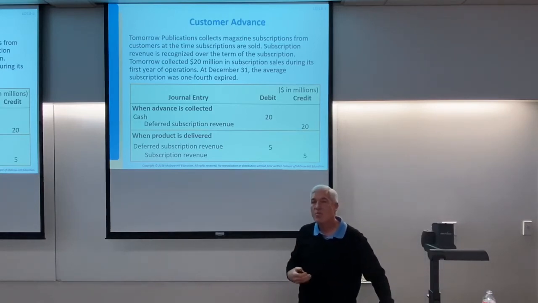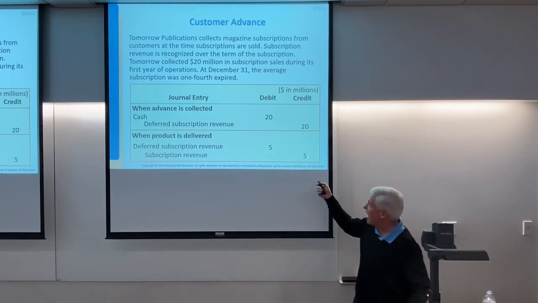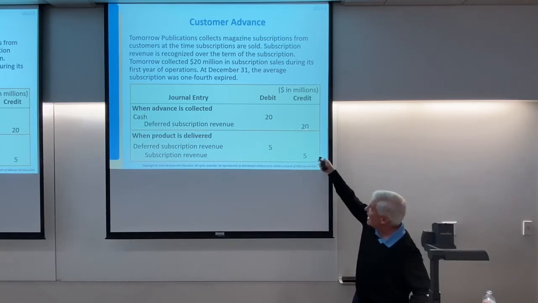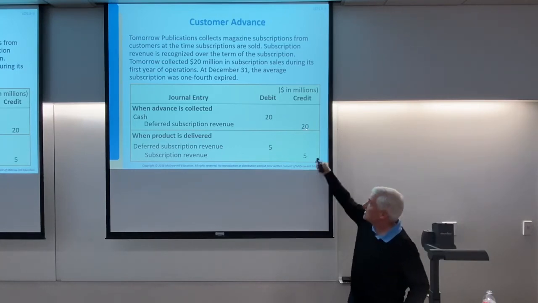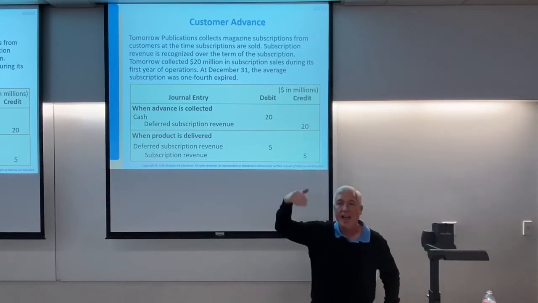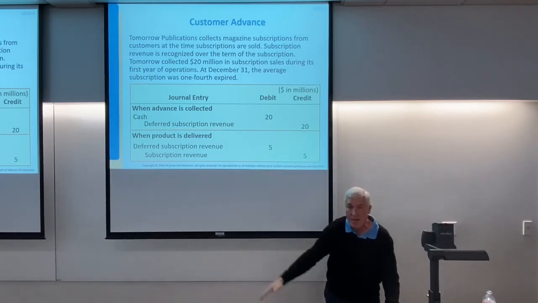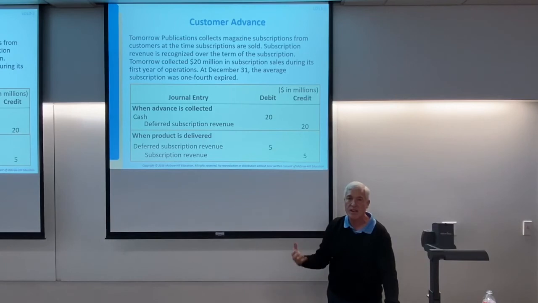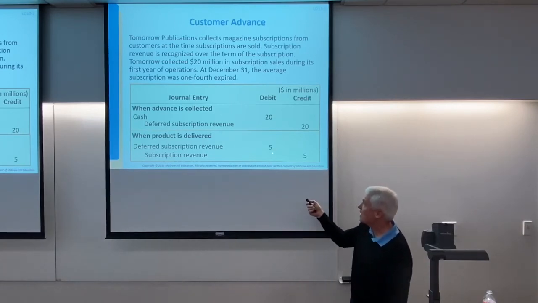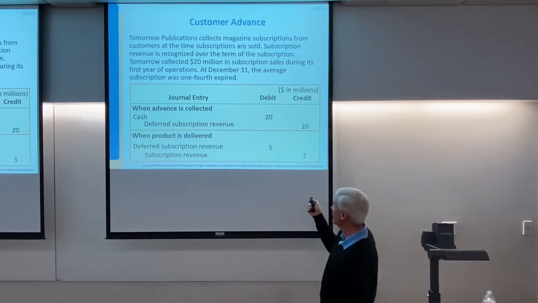As they provide their customers with those subscriptions, now they're going to credit revenue. They actually perform the services, and instead of debiting cash, since they already received the cash, they're going to debit and reduce that liability. So this deferred subscription liability increases with a credit as the company receives cash, and it comes down with debits as they perform the services that they owe. And when that comes down, they recognize real revenue that goes right to the income statement.